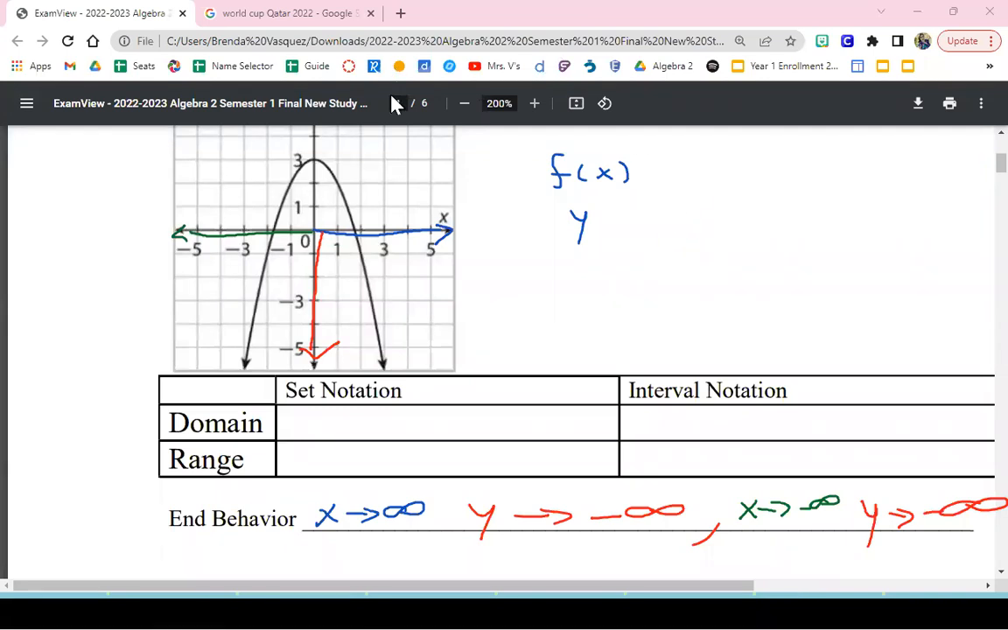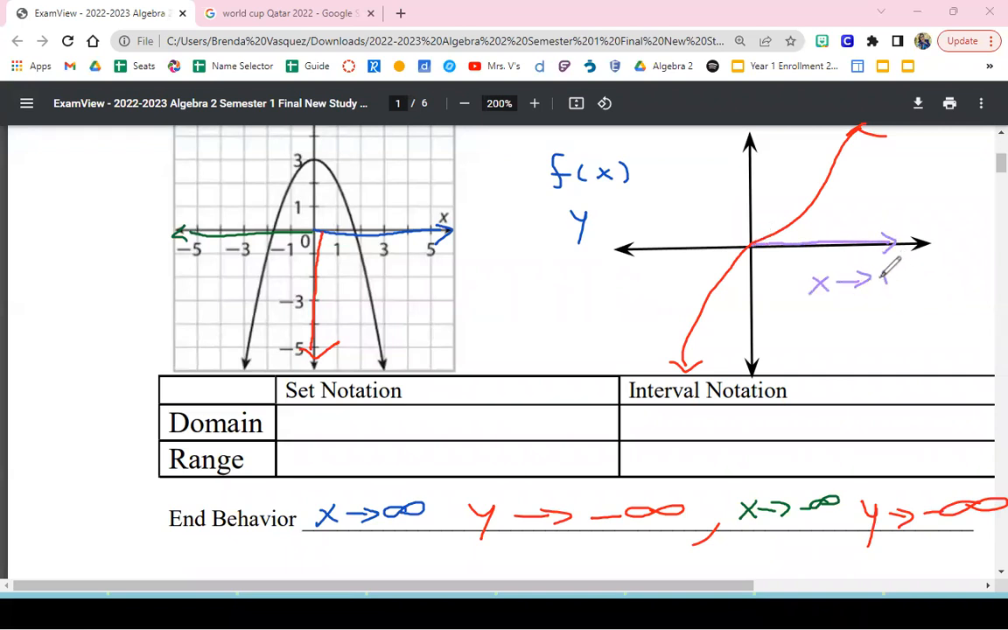Now let's go ahead and see another example. What if I had a graph that looked like this? Here's my beautiful graph. Here's my function. It goes up this way and it goes down this way. Now let's see. If I were to look at my positive X values and I look at infinity, what happens to my Y's as X approaches positive infinity? It goes up. So my Y's approach positive infinity.